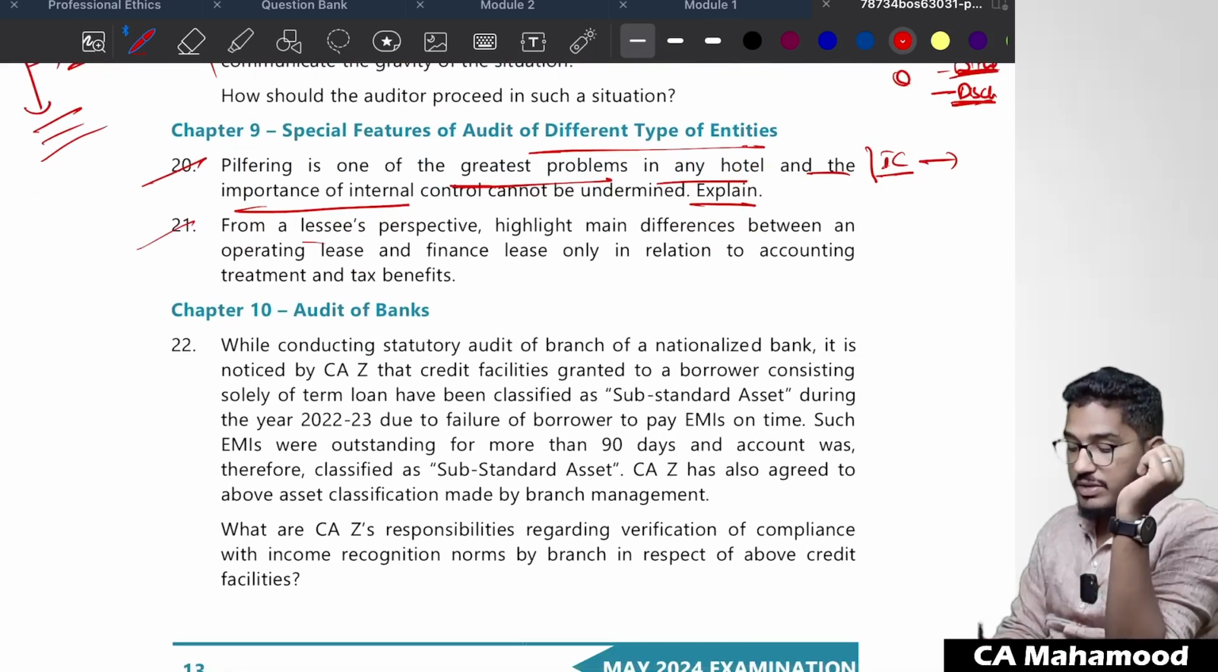Next one. From the lessee's perspective, highlight the main differences between an operating lease and a finance lease only in relation to accounting.